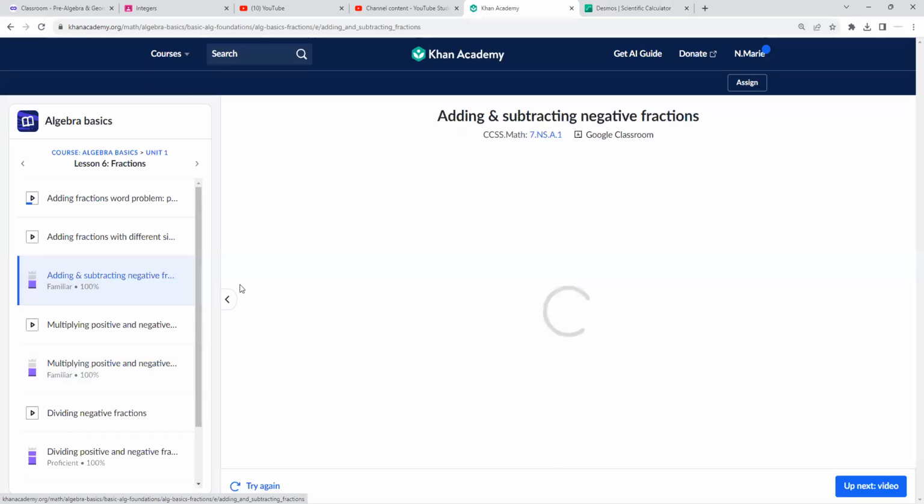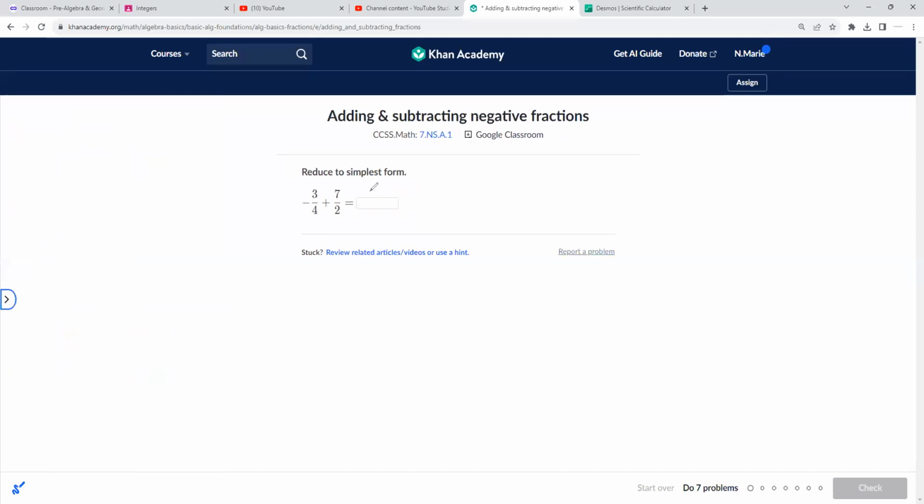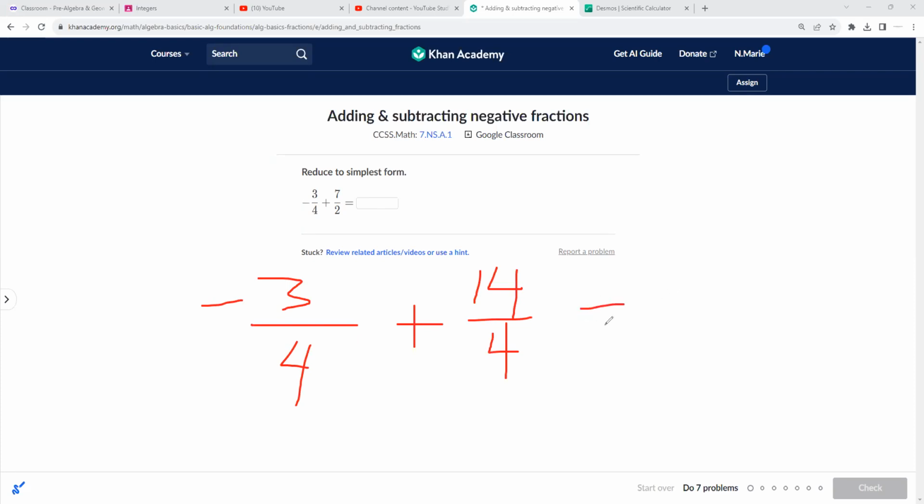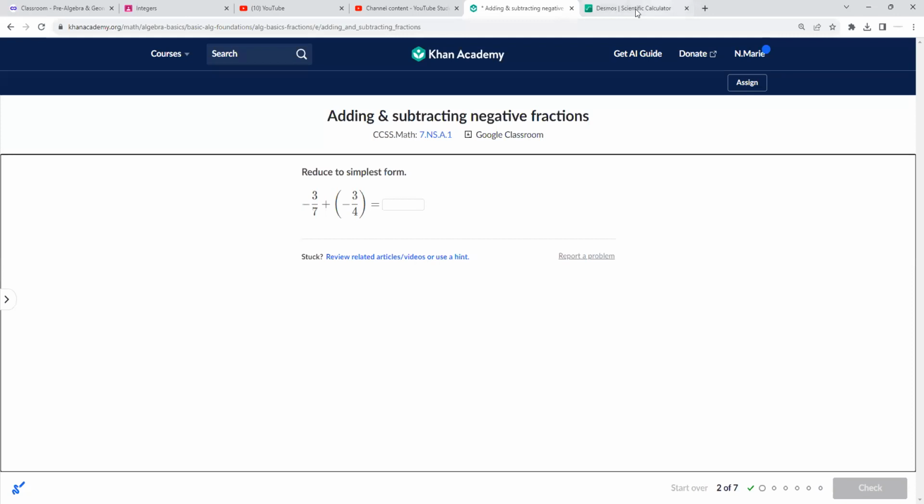Let's try some more. Okay, so here, same thing, change the denominators to be the same. What's the least common multiple? It would be 4. So I'm multiplying the second fraction by 2, top and bottom. I now have this. -3 plus 14 is 11. The denominator stays the same. You can change this to a mixed number, or you can just leave it. Just make sure you always simplify your answers. And that's pretty much what I'm doing.